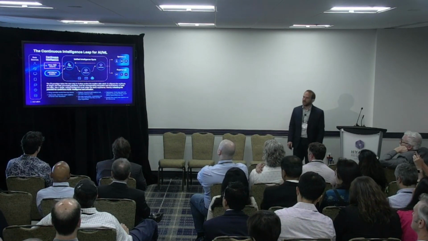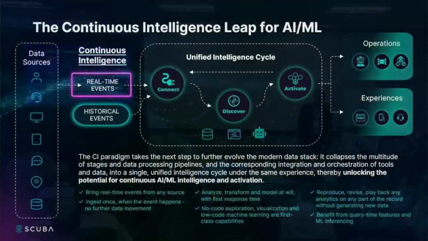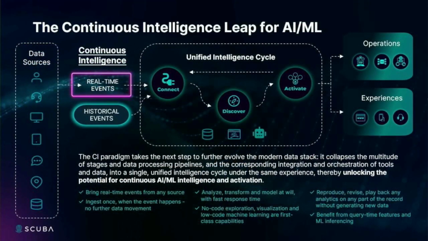And this is where continuous intelligence can provide a solution, where you are collapsing a lot of these stages of the process within a unified experience. So the activation happens within, the data connection happens within, the discovery, including machine learning, happens within, and that in turn then benefits activities like machine learning.